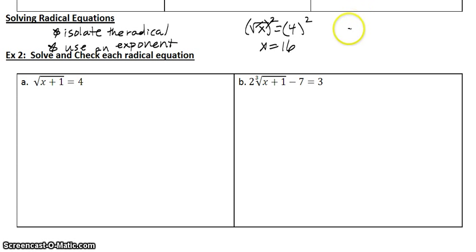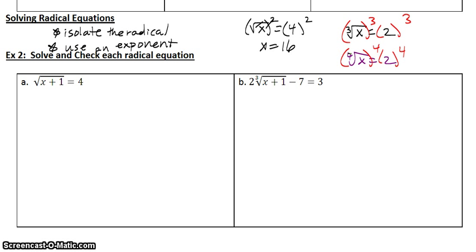And just a quick comment, if I've got the cubed root of x equals something, to get rid of the cubed root I would cube both sides. If I've got the fourth root of x equals something, I would take both sides to the fourth exponent. So do whatever is needed to get rid of that root. Alright, let's look at part A.